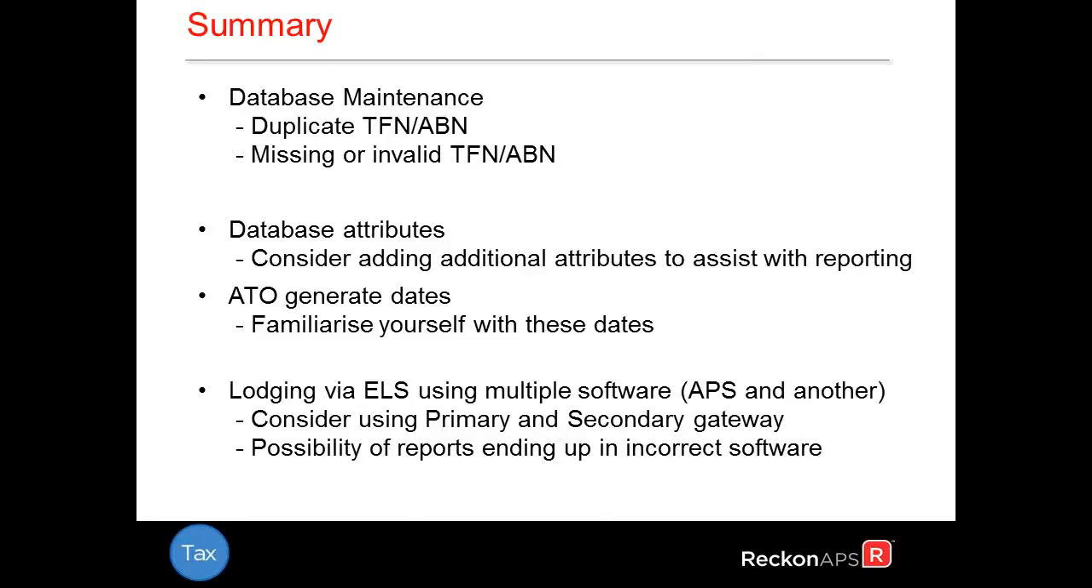Lodging via ELS, we've spoken about that, consider setting up the primary and secondary gateway. And it's unfortunate, because the AB and ALO reports, if they are received in the wrong software product, they are stuck there, unfortunately. You cannot ask the ATO for another download. It's not possible.